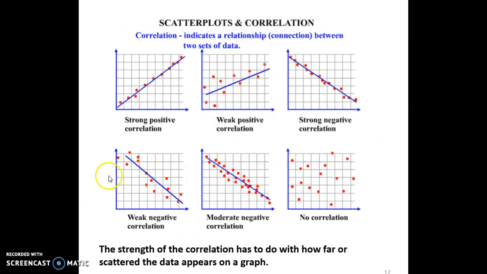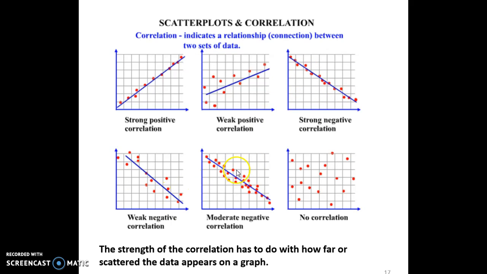Here's some examples of weak and strong. They didn't put any moderates up here. I might point out one. This is a strong correlation. I really don't think this one's weak. I think of this one as being more moderate. And this is a strong negative correlation. Here's a weak. They say that's weak.